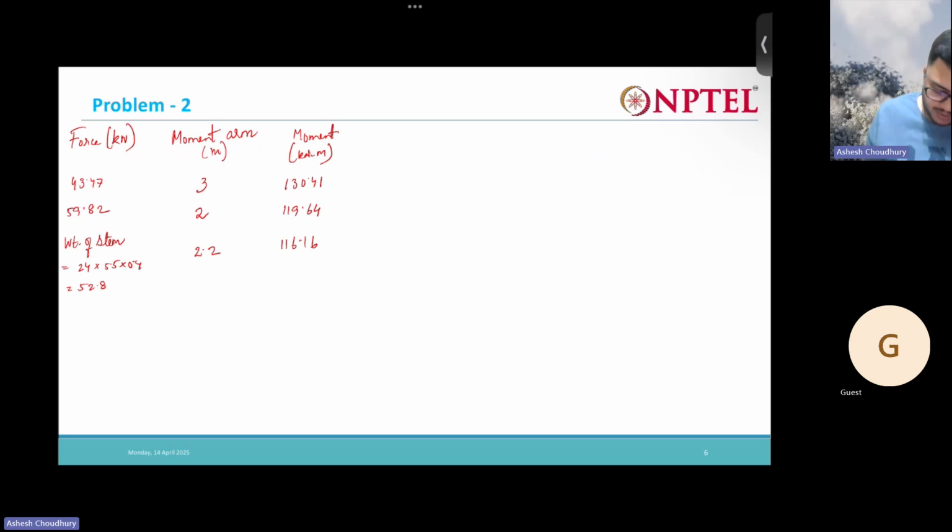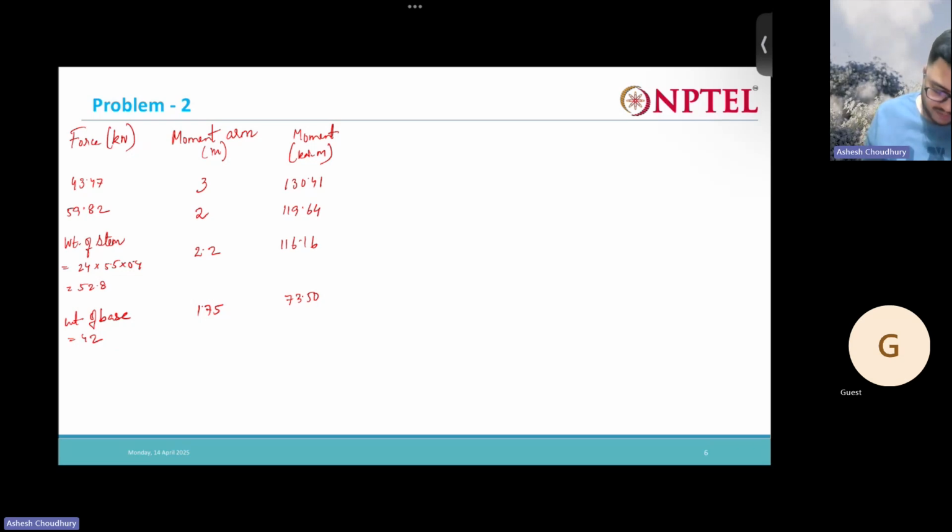And then we have the weight of the base. It was 3.5 into 0.5 into 24, which will give us 42. And the distance is 3.5 by 2, that is 1.75. That gives 73.50.